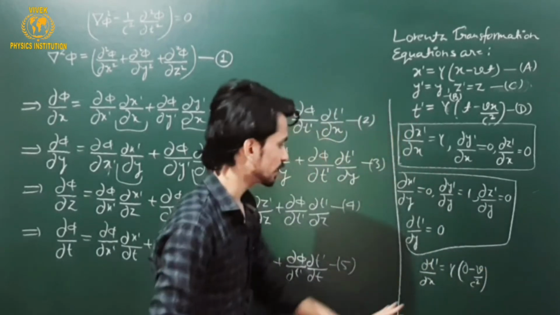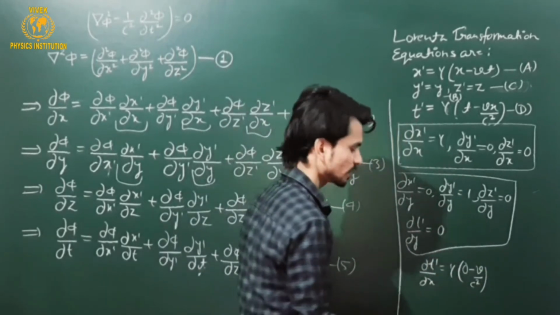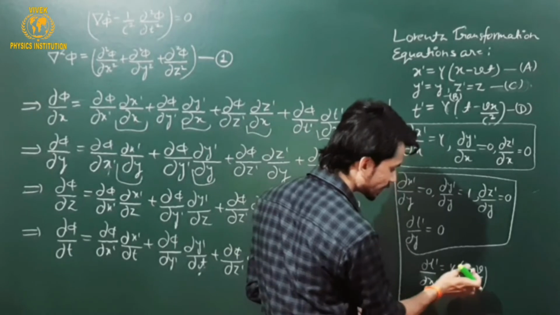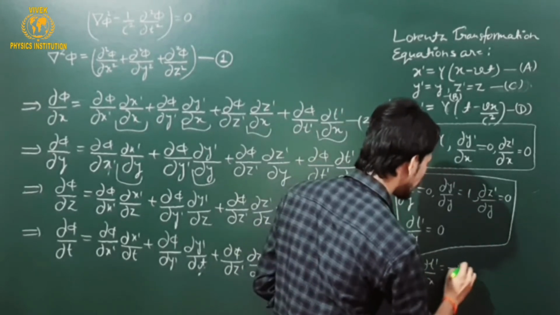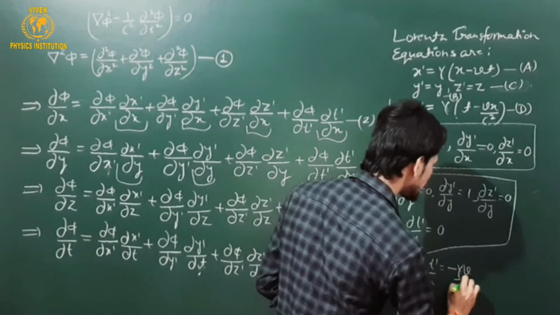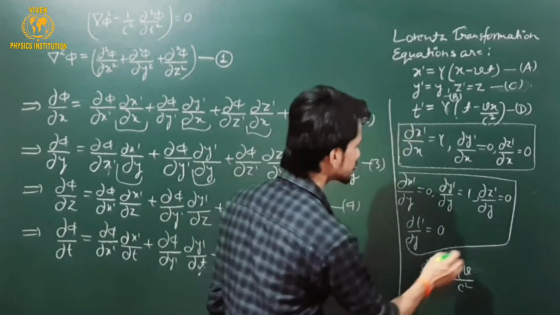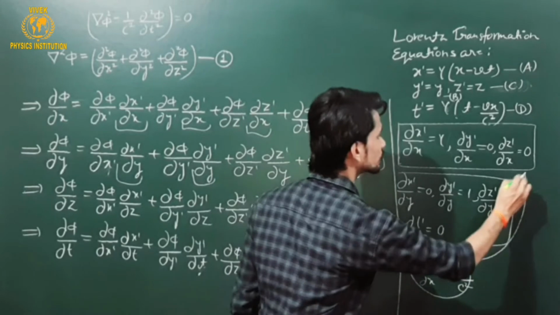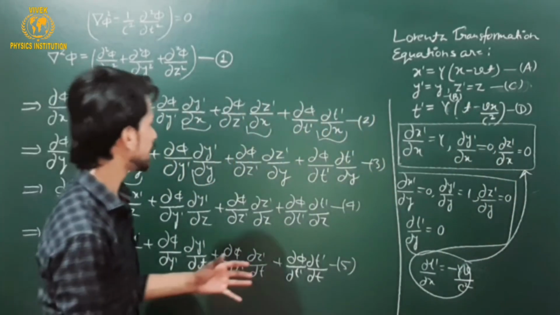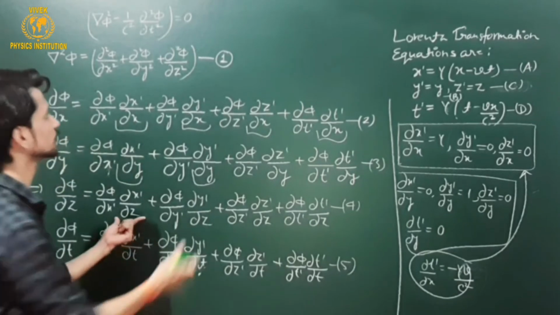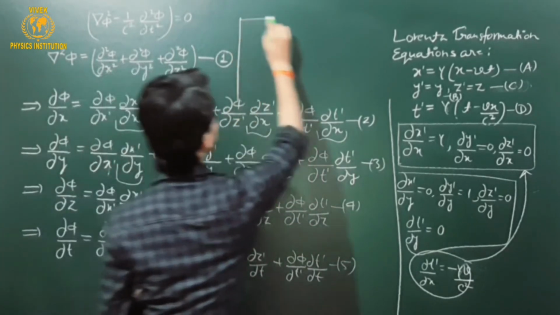This is the value for ∂t'/∂x, or this can be written as minus v over c square times gamma, minus gamma v over c square. This is the value of ∂t'/∂x. Now again I will find the value of this one, so I am writing this value here.